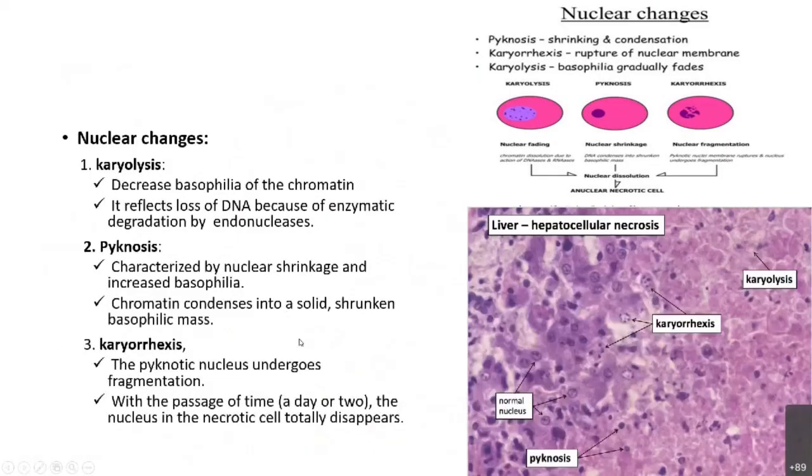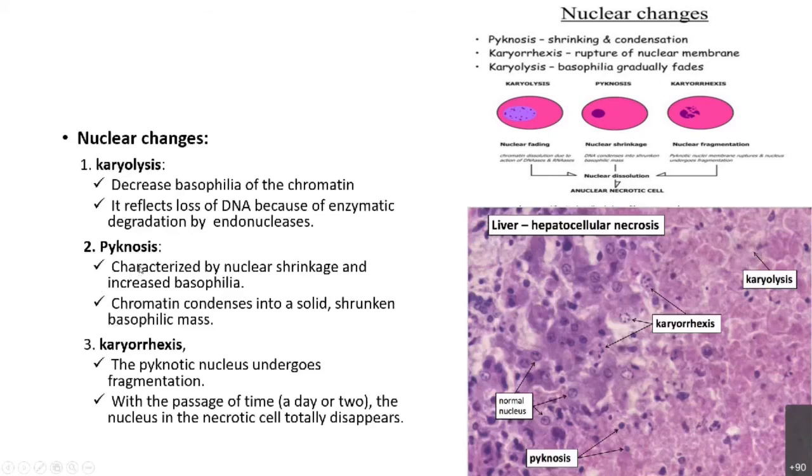Now coming to the nuclear changes a bit, what we understand by the terms karyolysis, pycnosis and karyorrhexis. In karyolysis, there is decreased basophilia of the chromatin. The nuclear chromatin, we know, is basophilic; it appears blue. So there is decreased basophilia because of the disintegration of the DNA. This is because of enzymatic degradation by the endonucleases, which are released by the lysosomes. So the nucleus appears faded. Like here, we can hardly see the nucleus.